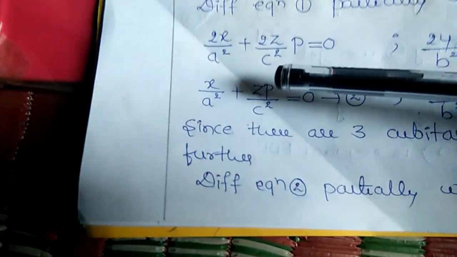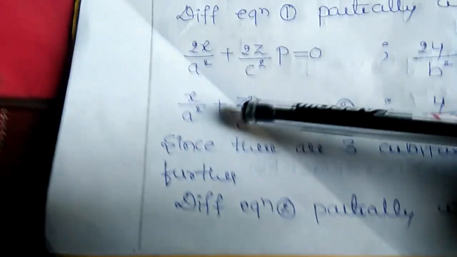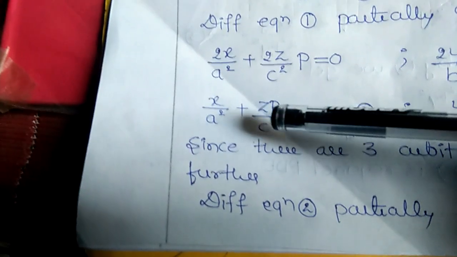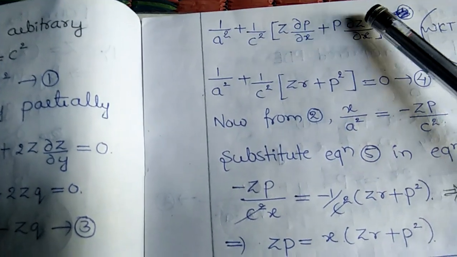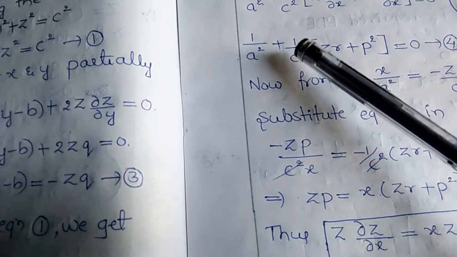So 1 by c square into z is also a variable, p is also a variable. We know that p is equal to dou z by dou x. So it is having two variables, which means you have to use the product rule. So z into dou p by dou x plus p into dou z by dou x is equal to 0 times 1 by a square plus 1 by c square.